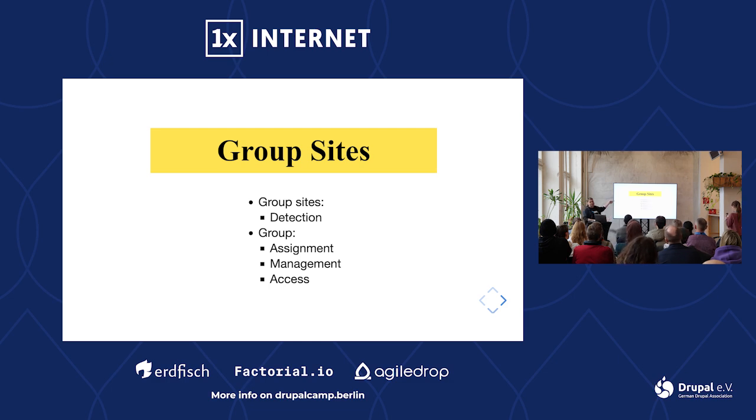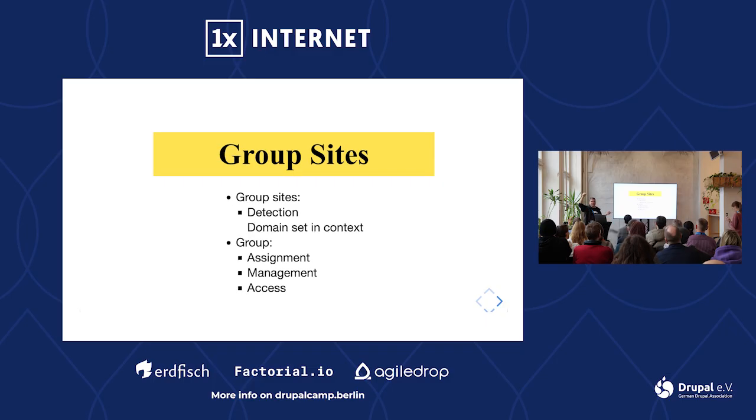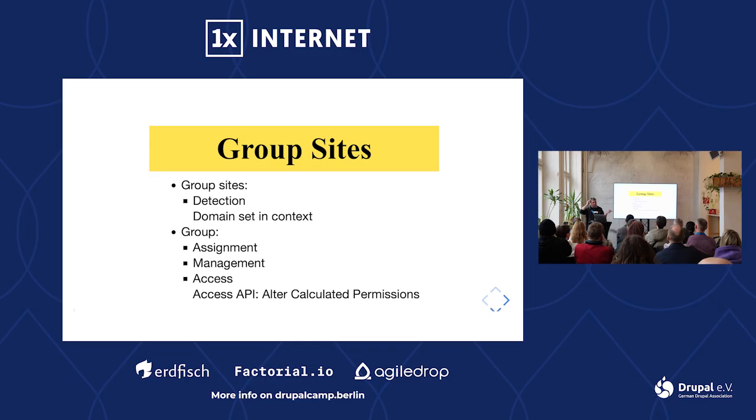Well, it takes over the detection bit. It does actually use domain module for deciding what domain, and it then sets it as context that's available, like as in context API context. It's always available on the site, and then it uses group and the access API and the calculated permissions, which I'll briefly show, to decide to do the access control on the content.